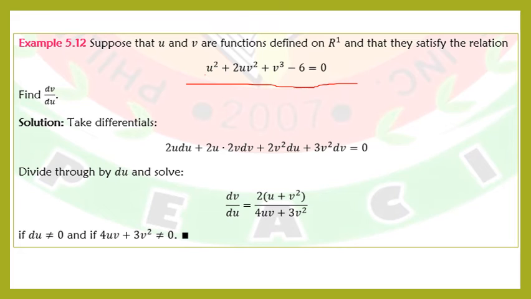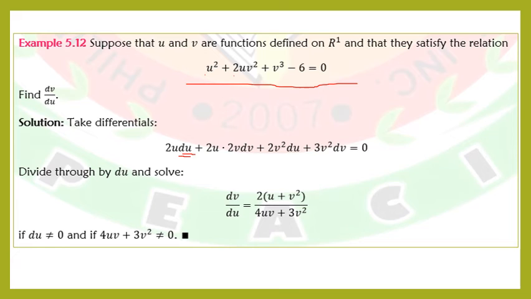So every time na magdi-derive tayo kay variable u and variable v, mag-a-add tayo ng du or dv. Pag nag-derive kayo sa variable na yon, mag-add kayo. Pag hindi kayo nag-derive doon, wag yung dadagdagan ng du or dv. So let's say for example dito sa first term, u squared, ang derivative ni u squared is 2u. So since nag-derive tayo dito, mag-add tayo ng du.